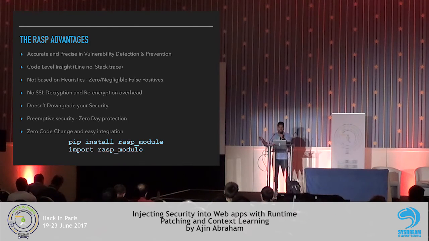The advantages that this technology can give are accurate and precise vulnerability detection and prevention. You get code level insight. I haven't shown anything in the demo, but you really can get code level insight because you know at what particular line the issue is being exploited or being protected. It's not based on heuristics, so you don't have to worry much about false positives and other things.